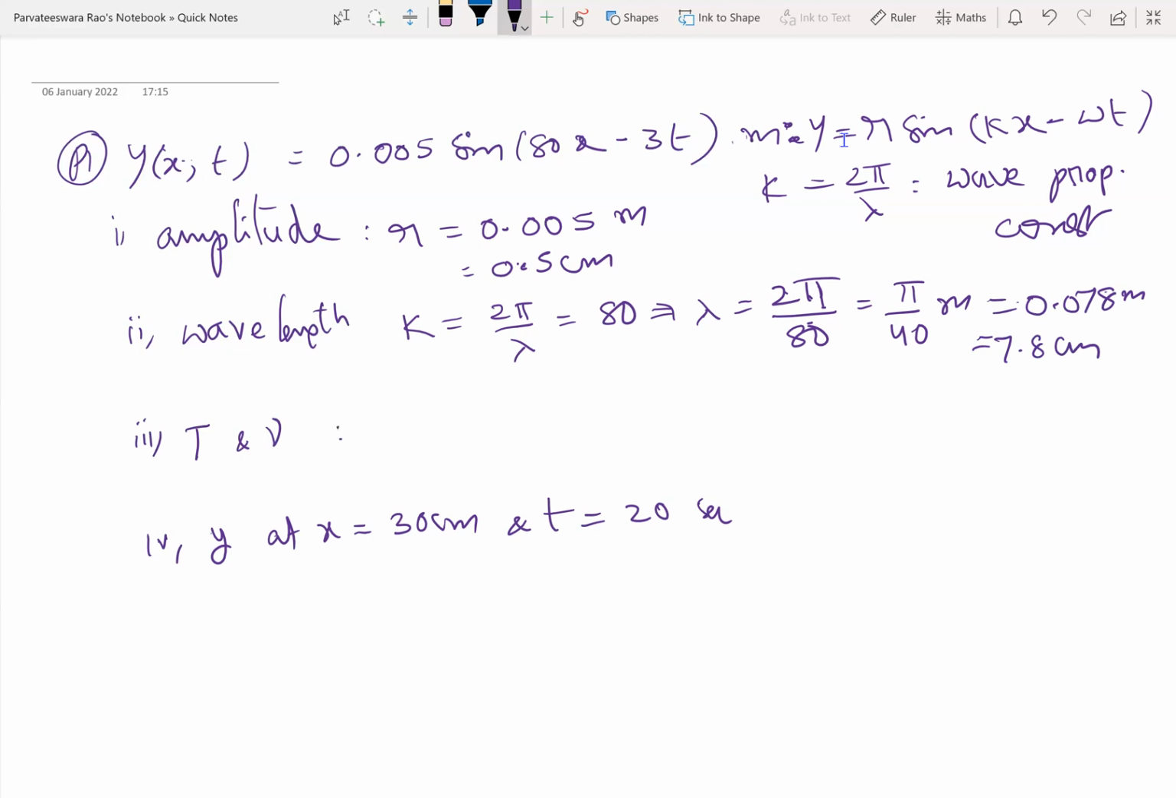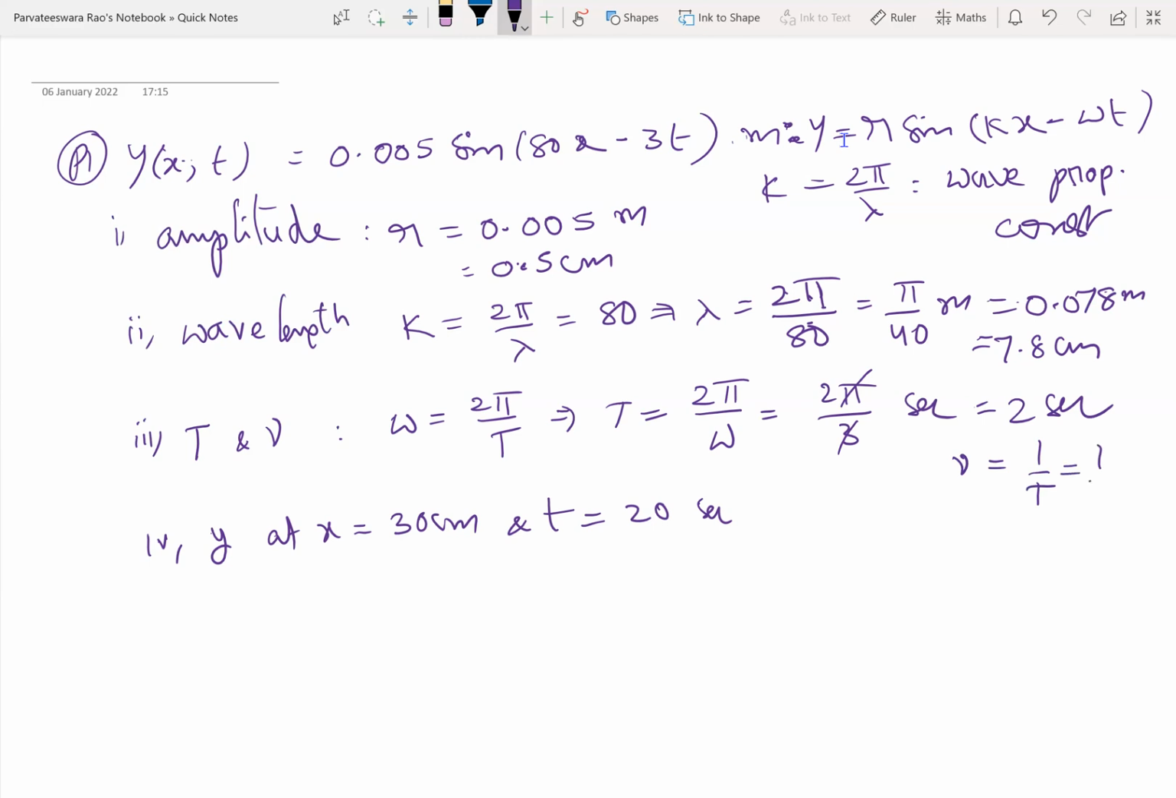And then if you want time period, omega is equal to 2 pi by T. So T is equal to 2 pi by omega. So it is 2 pi by 3 seconds. If you cancel, nearly pi by 3, it will be 2 seconds. And the frequency is reciprocal of time period, 1 by 2 second inverse.